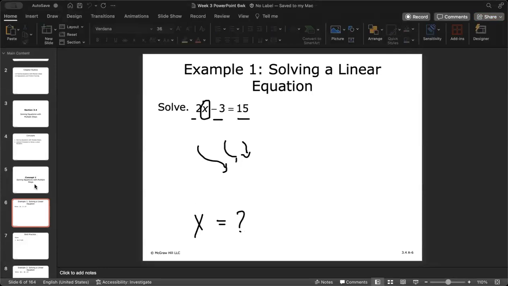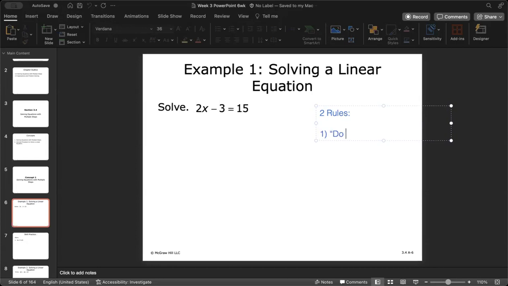And with that in mind, when we deal with solving equations, the way that I think about this is I do two rules for the process, if you will. These aren't really rules, but more simplifications of the properties of equality that we talked about last week. One is do the opposite, okay? I'm going to put that in quotes.